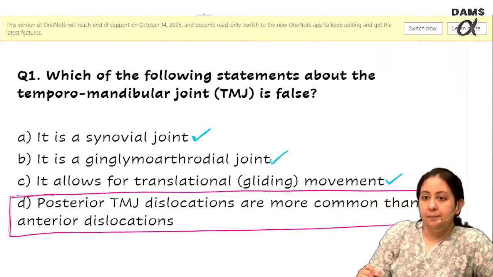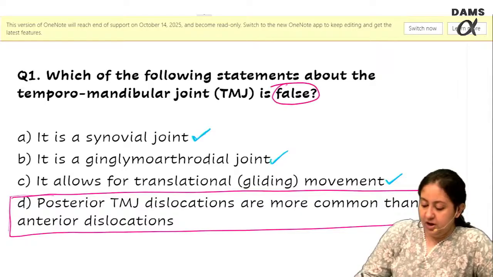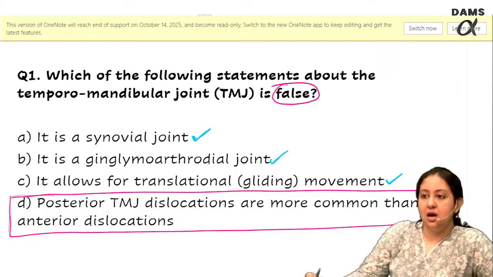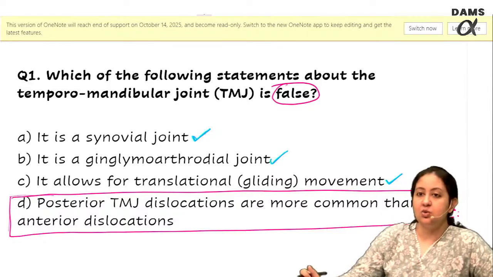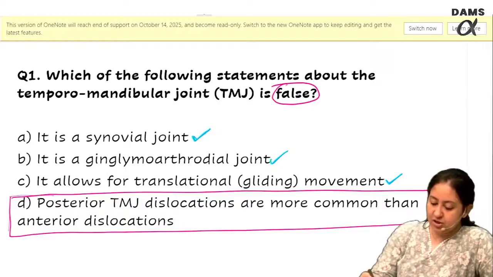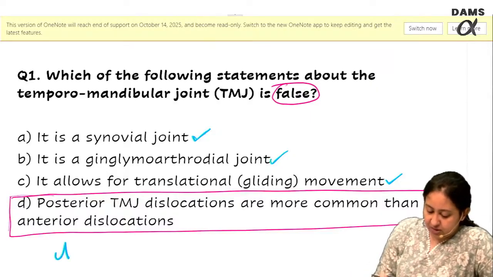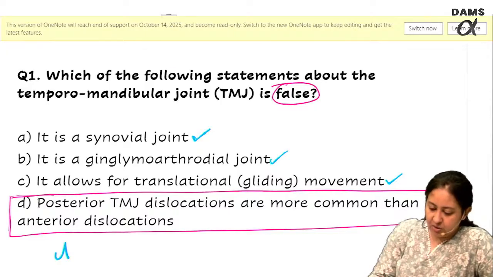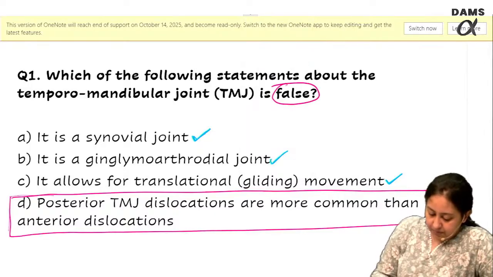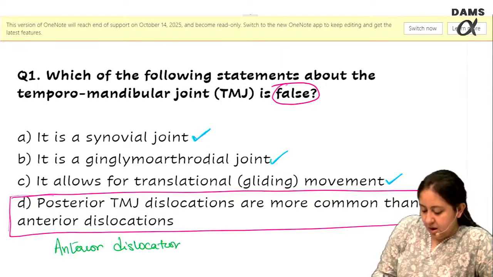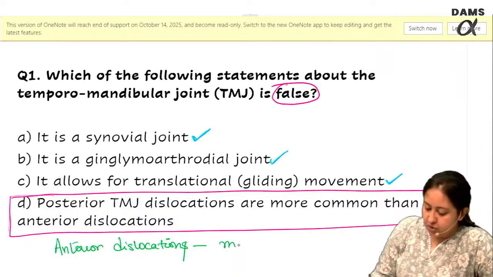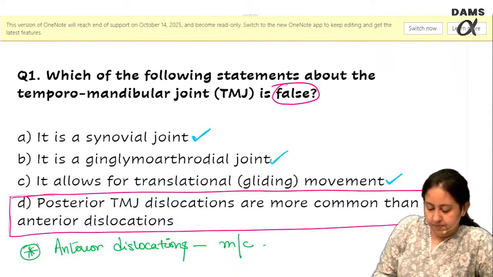Please remember to read your question carefully. The question is asking to pick out the false statement, or the statement which is not correct, from your given options. So option D, posterior TMJ dislocations are more common than anterior dislocations. No, anterior dislocations are more common than posterior dislocations. Anterior dislocations are most common. Okay.